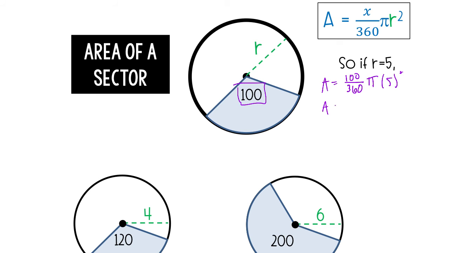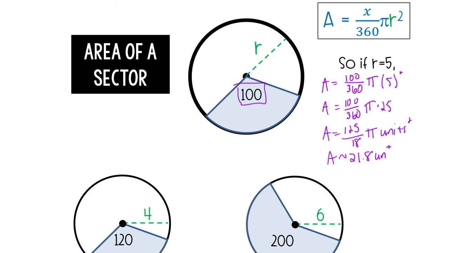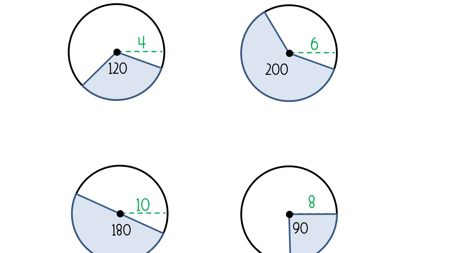Well, 5 squared is 25, so we have 100 over 360 times pi times 25. We multiply these together and we get our area as 125 over 18 times pi, and that's in units squared. As a decimal, the area is about 21.8 units squared. So all we need is a radius and a central angle.